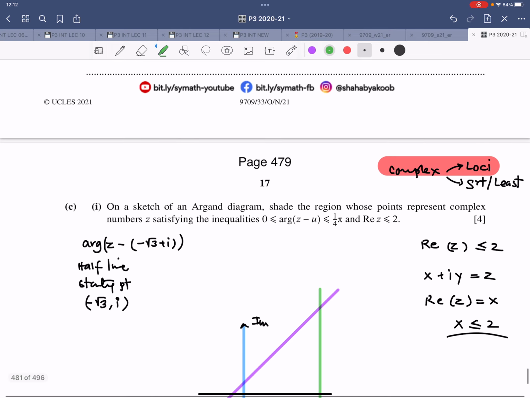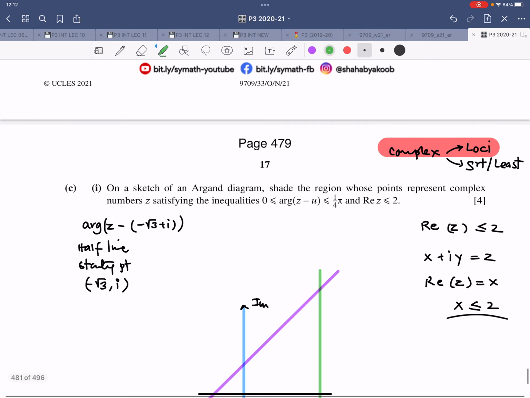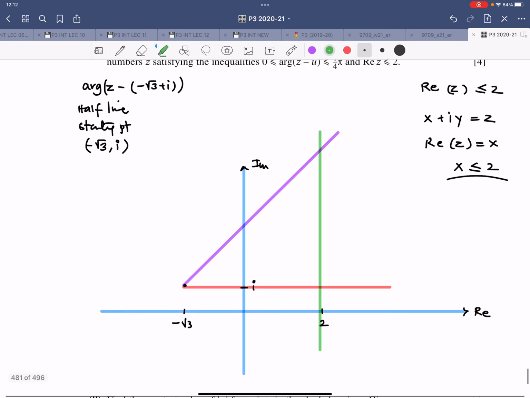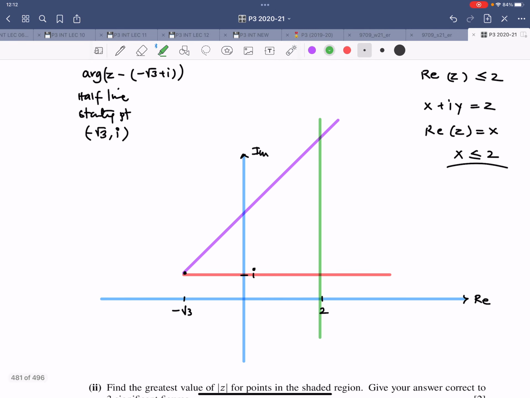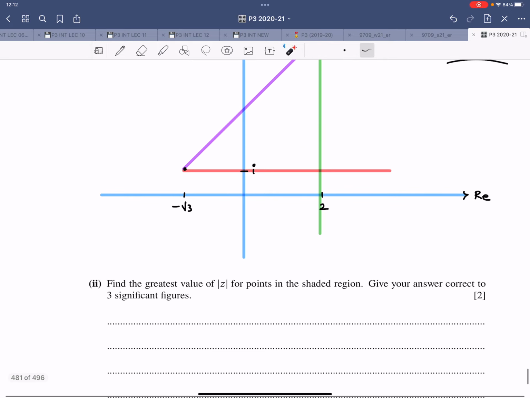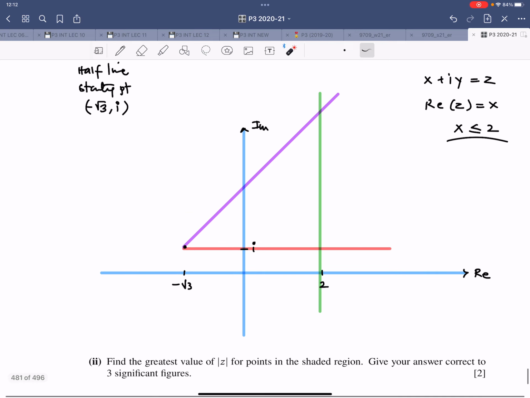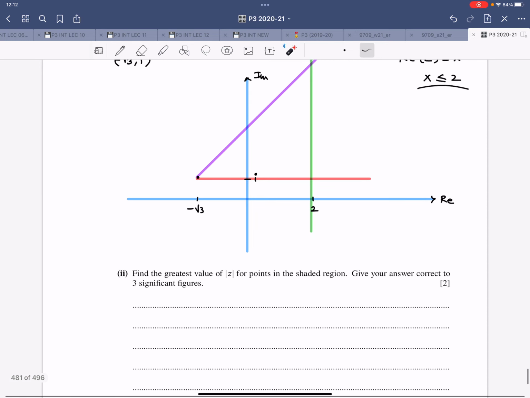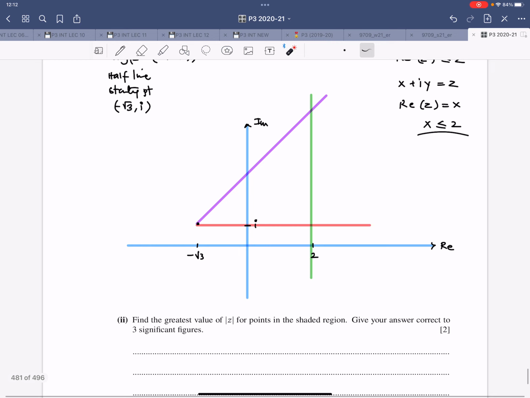First of all, they're asking to shade the region whose points represent complex numbers satisfying z. I'm not shading it right now, I'm just giving you an idea. This is the shaded region. After my calculation is done, then I'll do the shading. Or let me make a copy of this. So let me do the working from the greatest value of modulus of z.